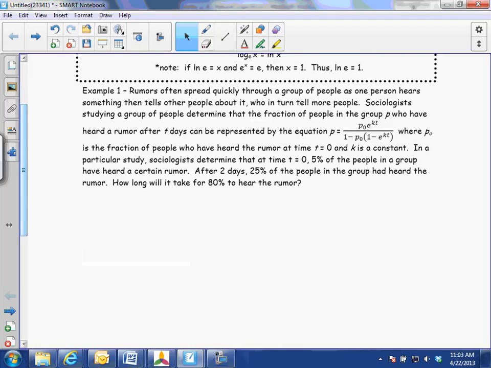Okay, example 1. Rumors often spread quickly through a group of people as one person hears something and then tells other people about it, who in turn tell more people. Sociologists studying a group of people determine that the fraction of people in the group, P, who have heard a rumor after T number of days can be represented by this equation.